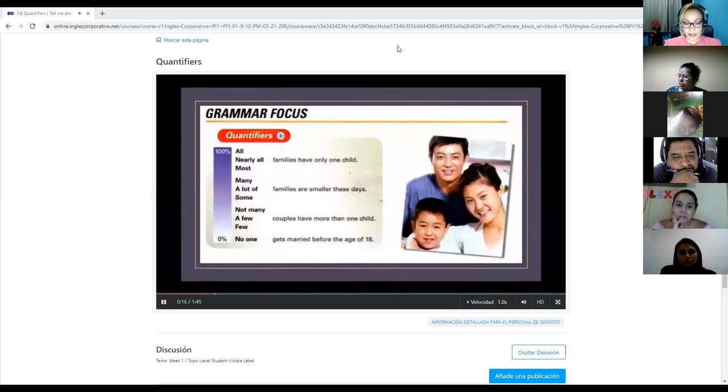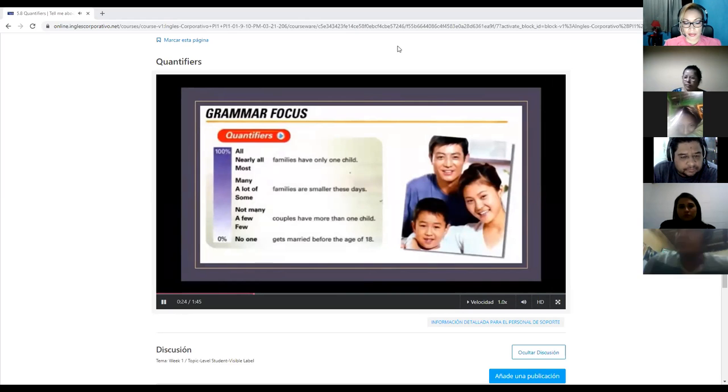Quantifiers. All families have only one child. Nearly all families have only one child. Most families have only one child. Many families are smaller these days. A lot of families are smaller these days. Some families are smaller these days. Not many couples have more than one child. A few couples have more than one child. Few couples have more than one child. No one gets married before the age of 18.